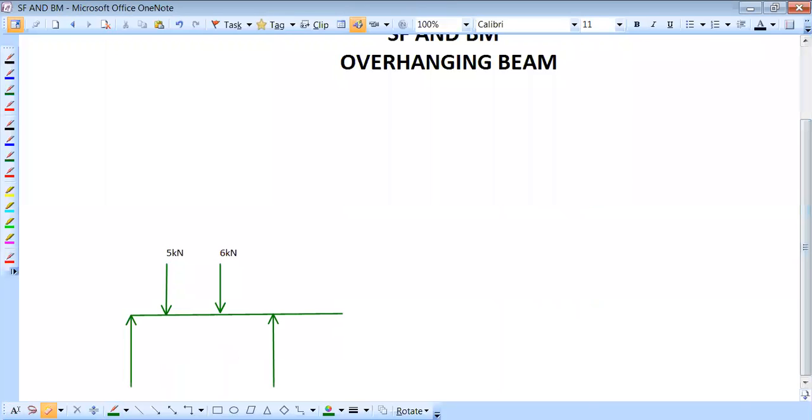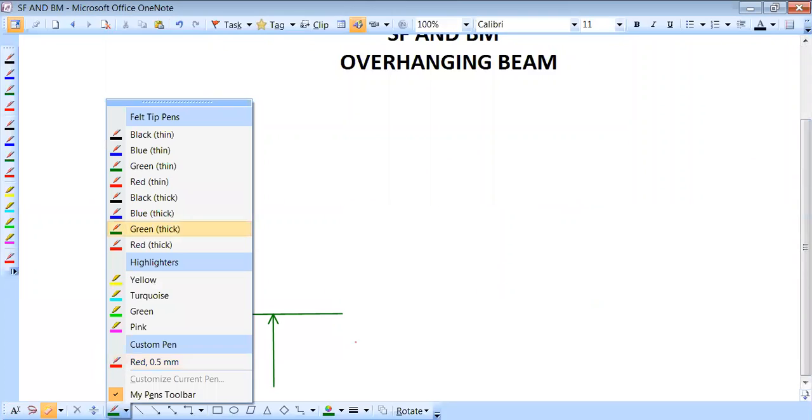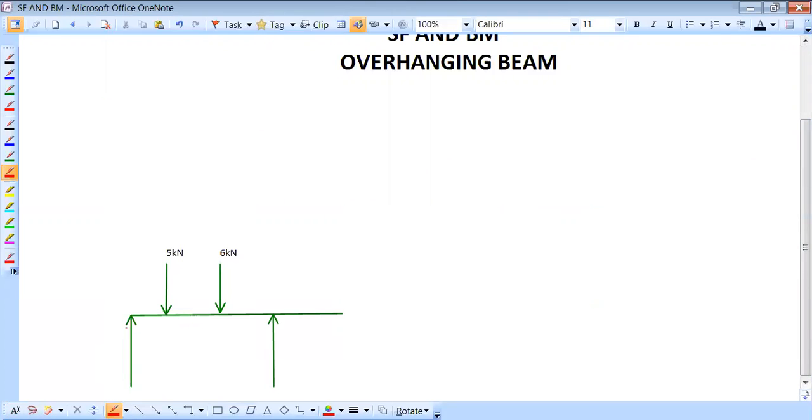Here we can see an overhanging beam. Suppose this point is point A, this point is point B, this point is point C, and this point is point D.